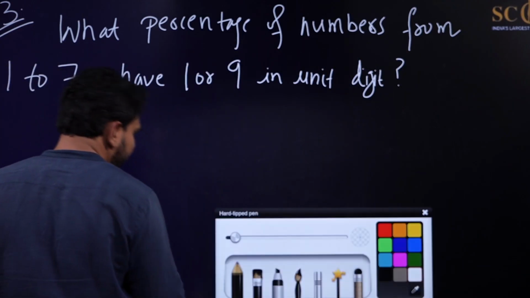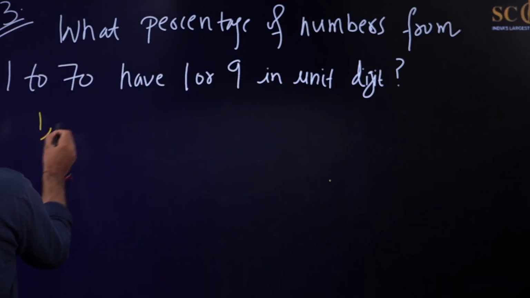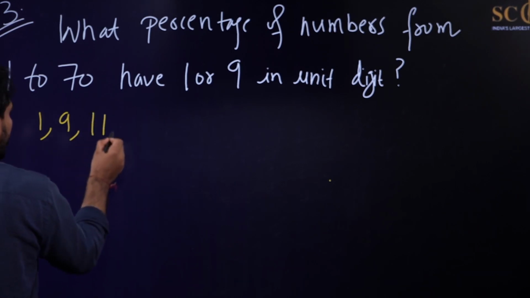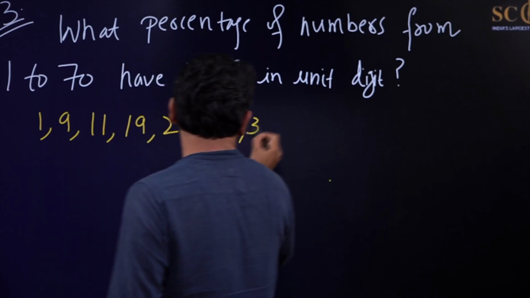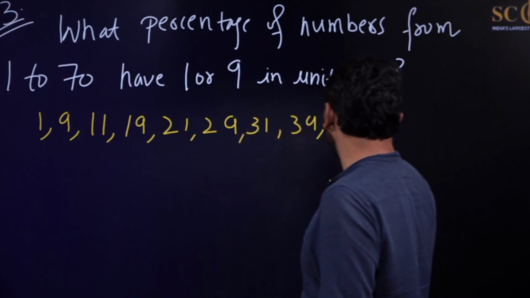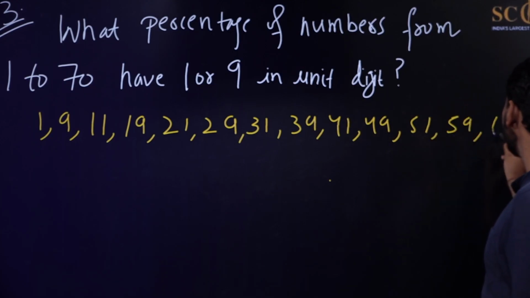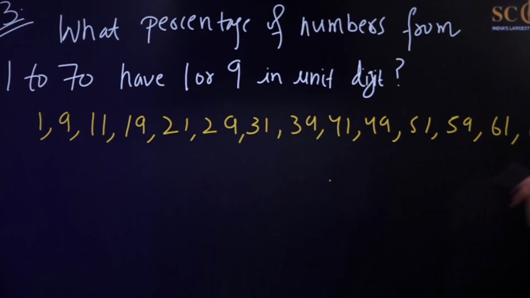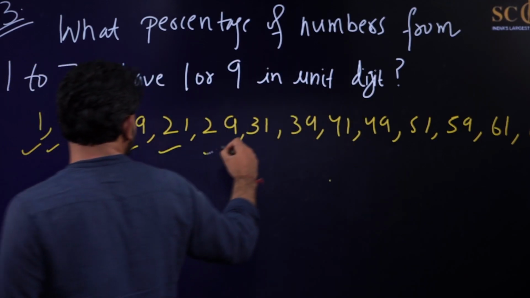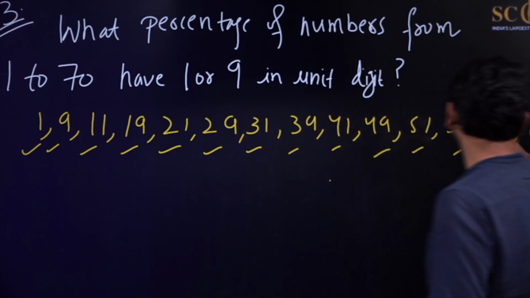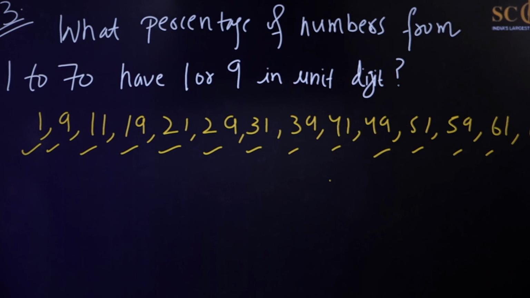So now you already know which numbers have 1 or 9 in the unit digit. It is starting from 1, 9, then 11, 19, 21, 29, 31, 39, 41, 49, 51, 59, and at last 61 and 69. So if you count all of these numbers, how many are there? 1, 2, 3, 4, 5, 6, 7, 8, 9, 10, 11, 12, 13, and 14. So there are 14 numbers satisfying this criteria.